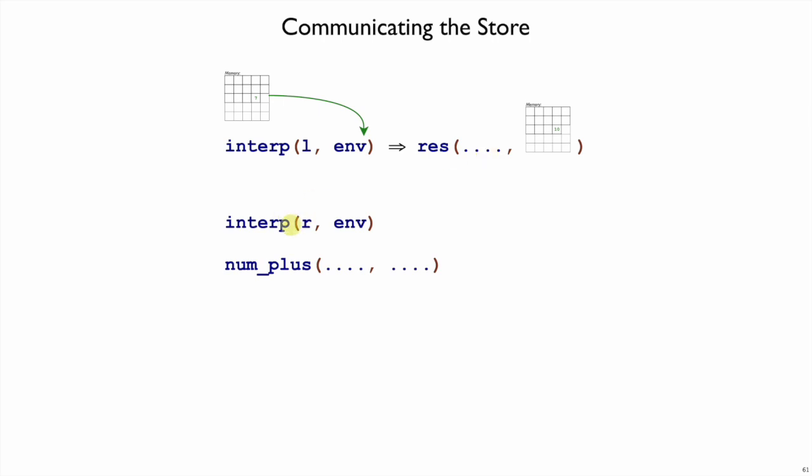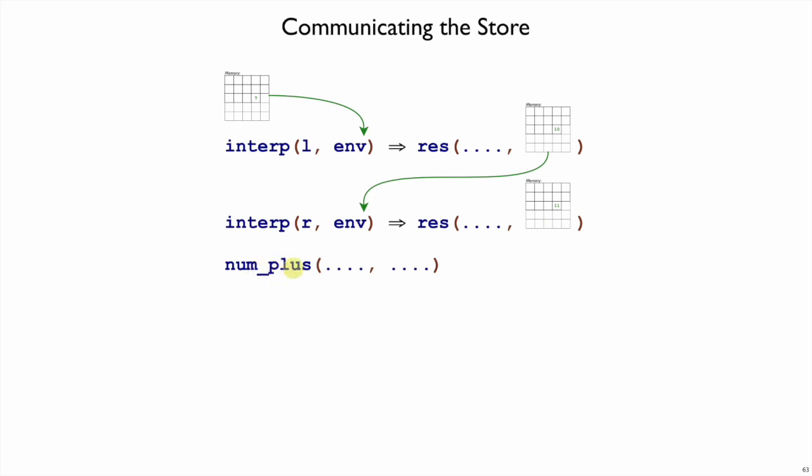The same thing happens with interp of R. We need to give it the current picture of memory, which is not the one from before L, but after L. So we take this store that we get back from interp of L and we pass it in for interp of R. Interp of R should mainly give us an integer back, but it's possible that it changes the store along the way, that it performs a set box along the way. So we need to see any of those changes. That needs to be communicated out to us.